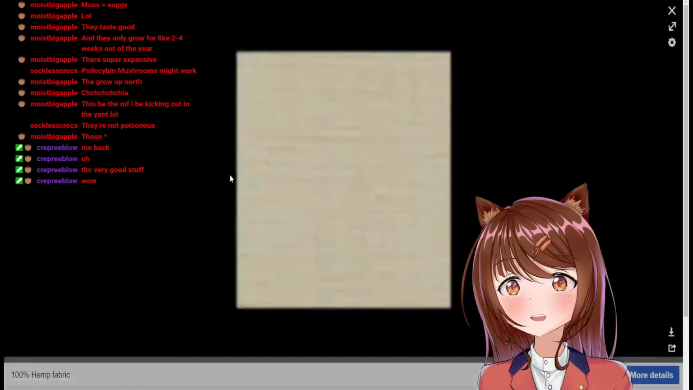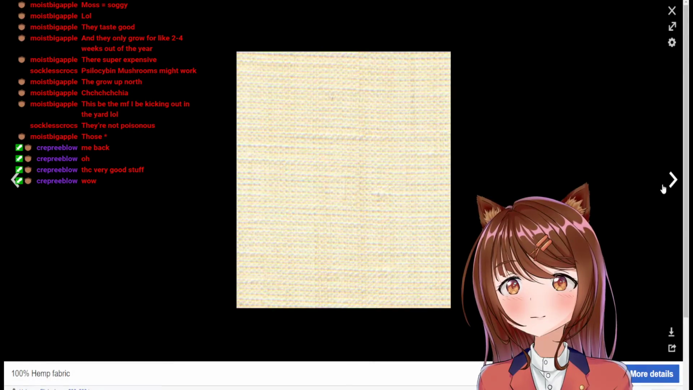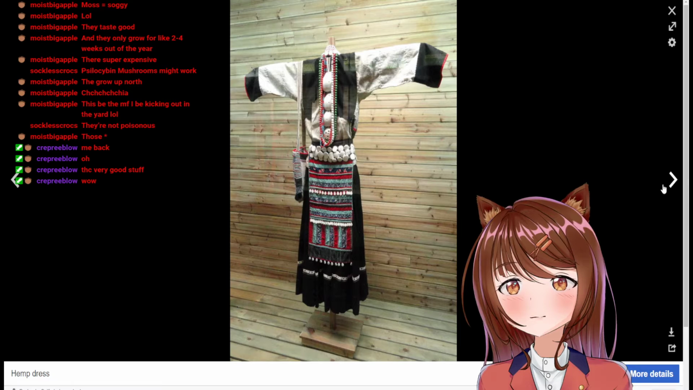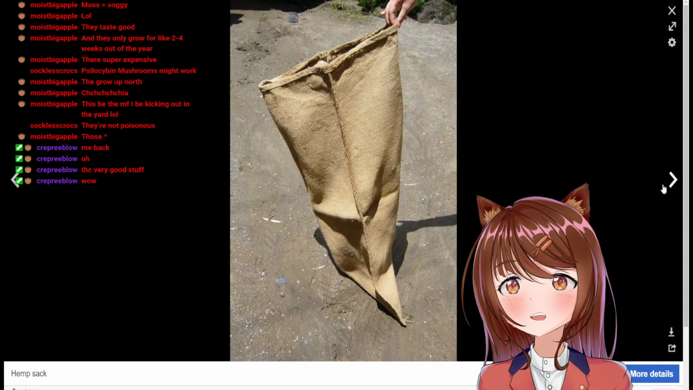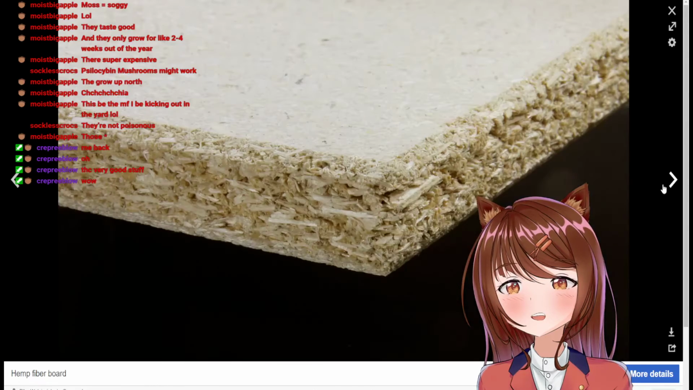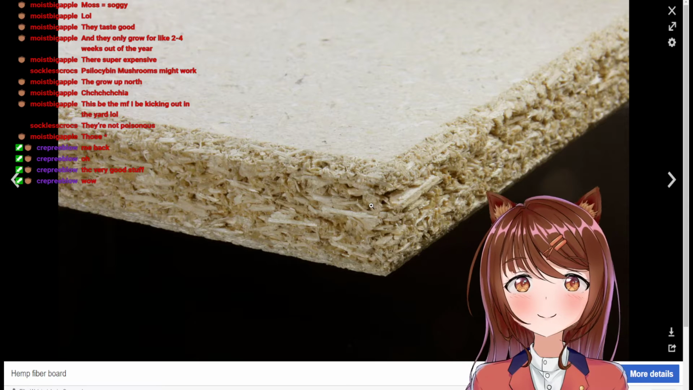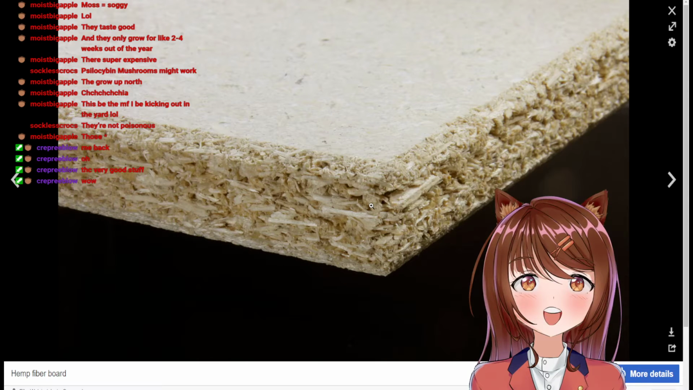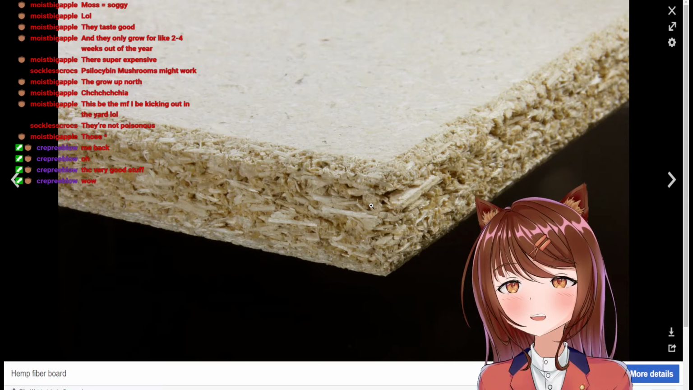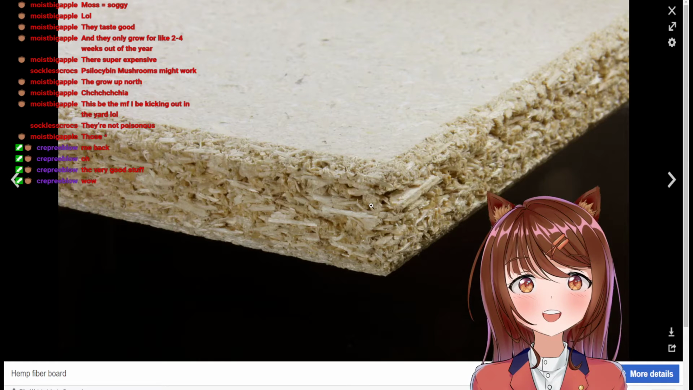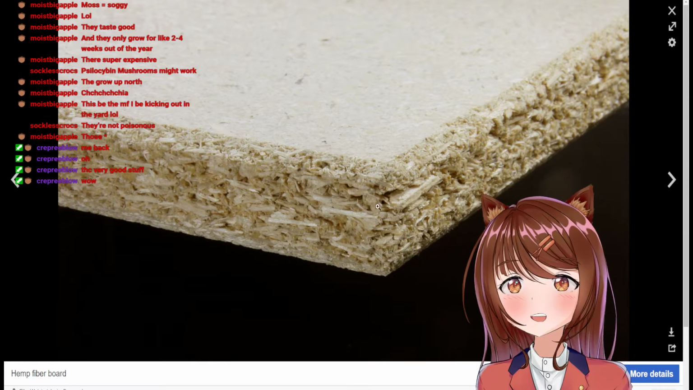What else did they show? Oh, 100% hemp fabric. Oh, that's hemp clothing. Hemp clothing, hemp clothing. Hemp bag, hemp shoe. Hemp fiberboard? What? That looks like one of the... What? Okay.